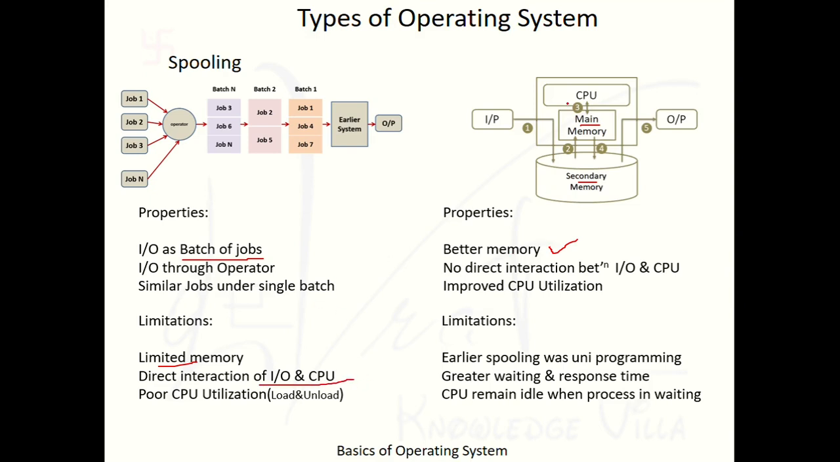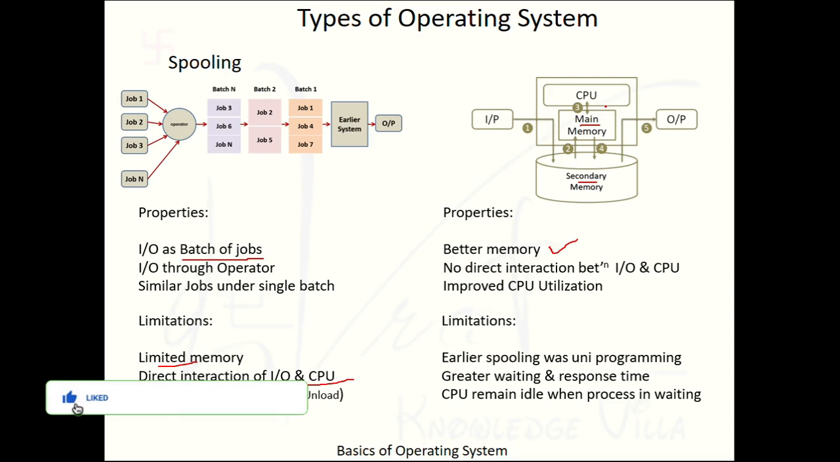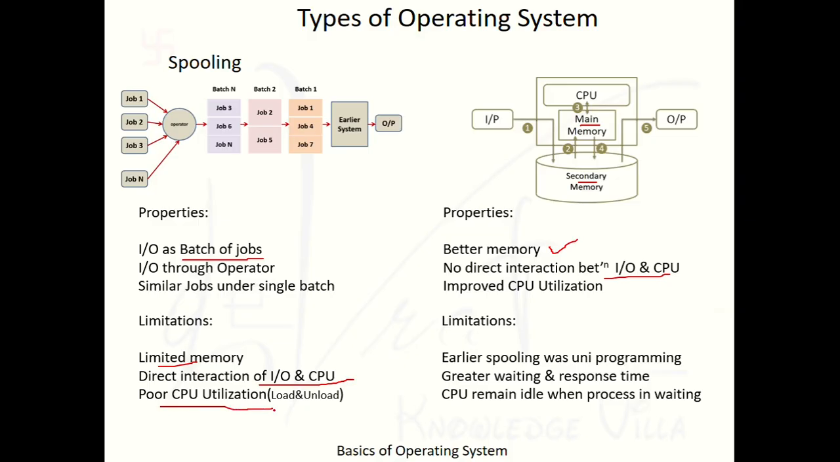Another thing, direct interaction of input output with the CPU. Here we have reduced the direct interaction of input output devices with the CPU. Input output devices are communicating here with the secondary memory. Another thing, in the batch system there was poor CPU utilization. Here we are able to improve CPU utilization somewhat better than the batch operating system. We can't say that there is the best CPU utilization in spooling, but somehow it is better than the batch processing system. Get it? So this is all about spooling.